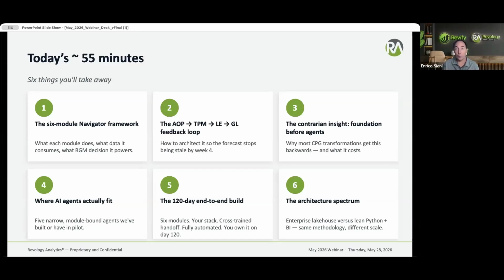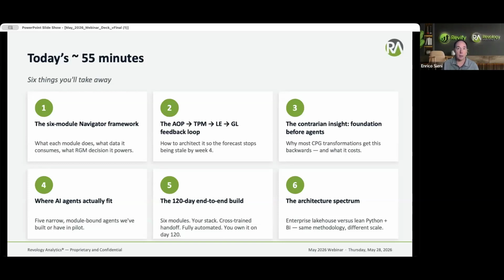The third module we'll cover is where most people get it backwards. The foundation starts before the agents, and we'll explain why that order matters and what it costs when you actually skip it. And we see that happening quite often. Fourth is where AI agents earn their place. And then fifth is basically showing you in 120 days how you can set up a structure like we do for our clients that will benefit your business.